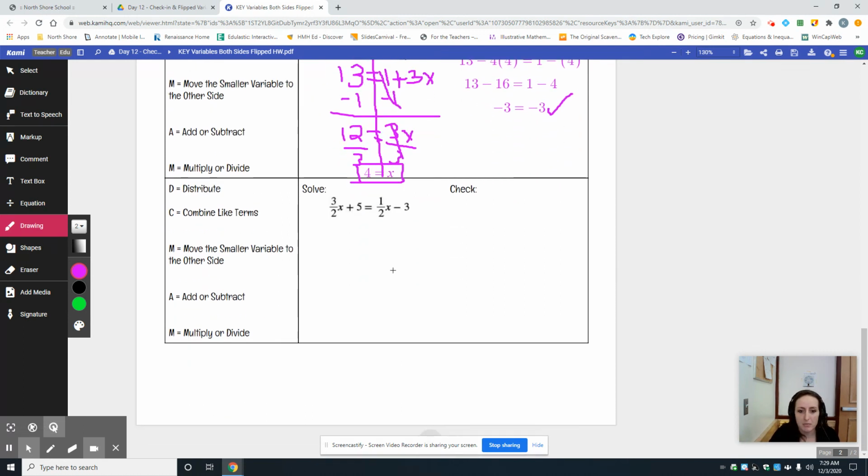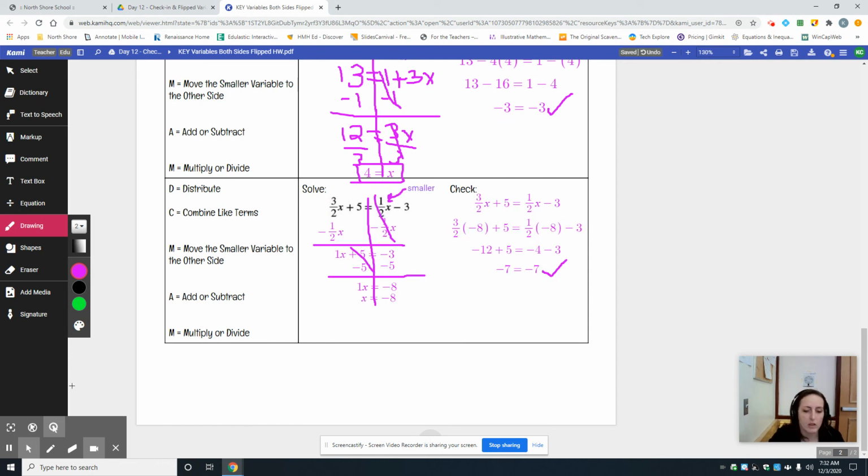Alrighty, same thing. Solve this one, check it. Let's see how you do. Pause the video. Alrighty, take a look-see. Here we move the 1/2 over by subtracting it from both sides, and you should get an answer of negative 8. Again, you have 1x equals negative 8, but just to remind you, you don't need the 1 in front because it's implied, it's invisible. So you could just have x equals negative 8, and then you have your check.